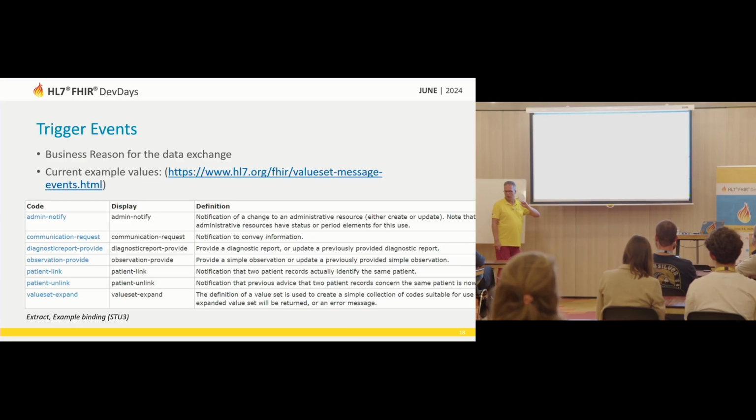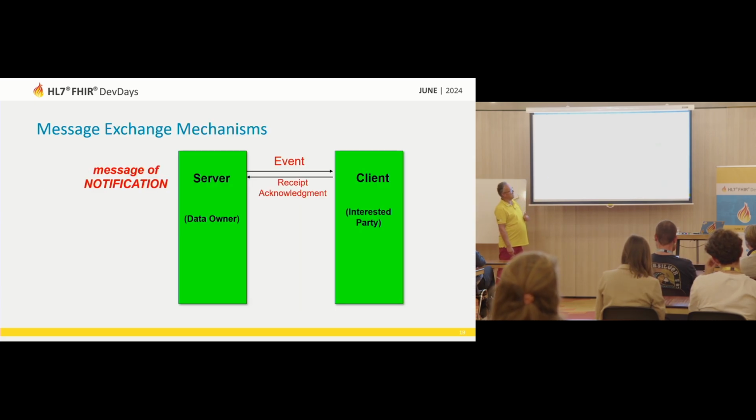And you could use the old HL7 version 2 trigger events. Some people do that. They create FHIR messages with the exact same trigger events as we had them in the old version 2. But it's up to an implementation guide to decide this.